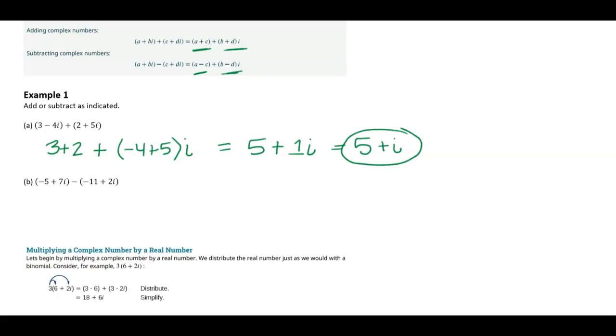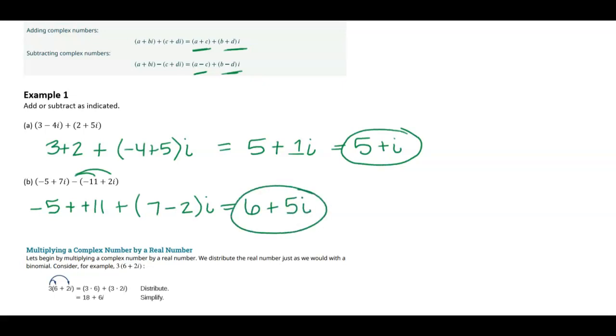On B, just like we would do with distribution in algebra, we want to make sure that I subtract both of those terms, meaning the real component is negative 5 minus negative 11, plus 7 minus 2 with my i. When I subtract negative numbers, that is the same operation as adding. And so I would then combine my real components and combine my imaginary components to get my final answer.